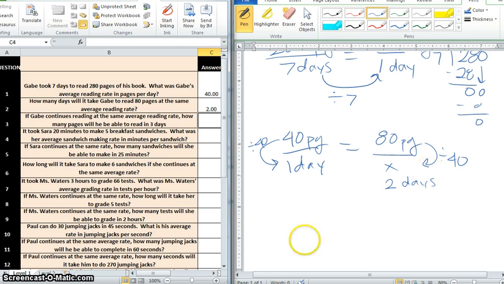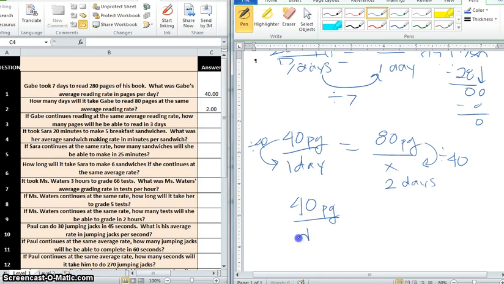If Gabe continues reading at the same average reading rate, how many pages will he be able to read in 3 days? So again, I'm going to start with 40 pages per day, 1 day. And I'm going to say now, how many will he be able to read in 3 days? Notice that I'm putting days on the bottom here because I wrote days on the bottom in my rate. So I'm looking for x.